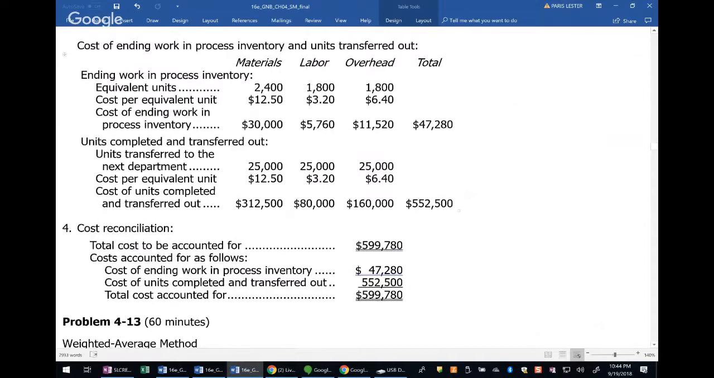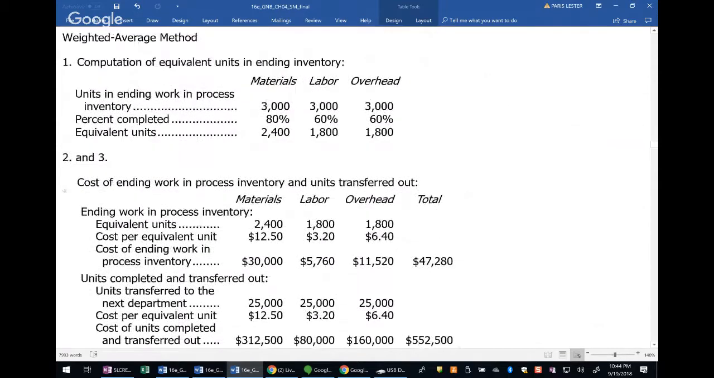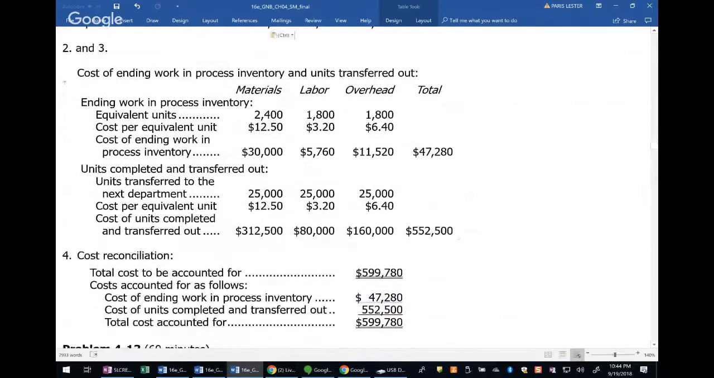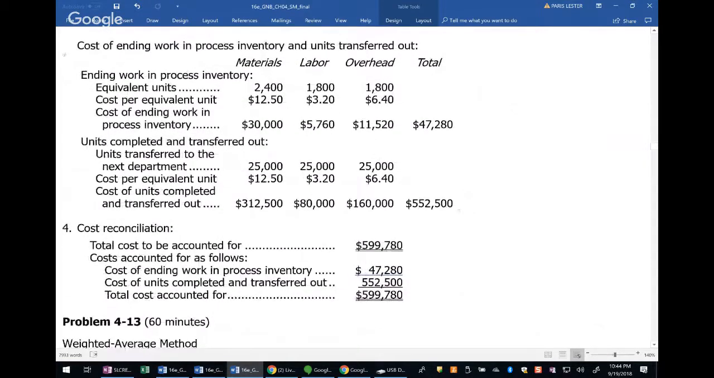Now, to reconcile your cost, they gave you the total cost we had: 599,780 to be accounted for, and here you are accounting for it, in the working process and cost transferred out. So you're doing everything a production summary has, except starting out finding unit cost, which was given to you. Okay. All right.